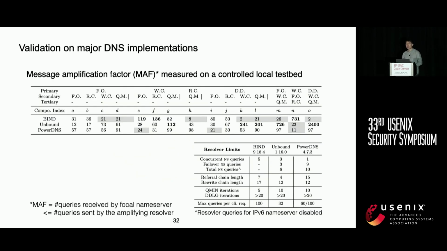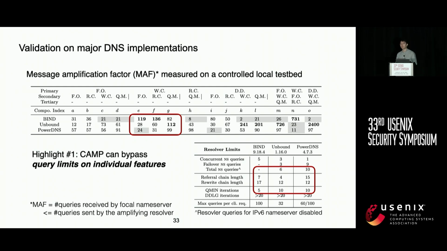So we have validated CAM on 3 major resolver implementations in a local controlled testbed. And this table here summarized their message amplification factor for different compositions, which are configured according to the resolver's default query limits, as shown in this bottom right table. So there are a couple of things I'd like to highlight from the results. So first, CAM can bypass a resolver's limits on individual DNS features, such as the length of the chain they follow or the number of name servers they fetch. And those limits cannot prevent resolvers from sending excessive queries, as you can see here.